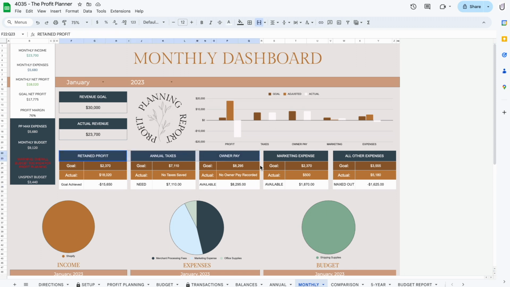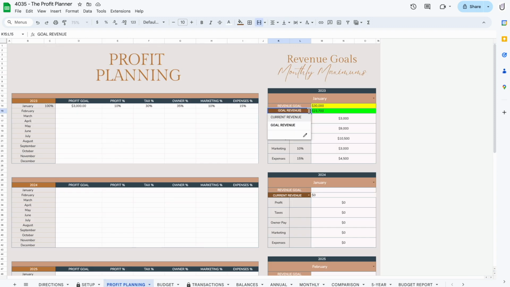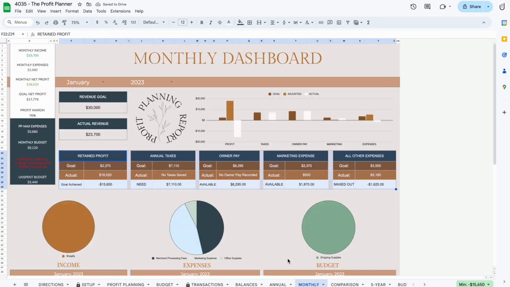Now, these values here, when you go to the profit planning tab, you have the two options of your current revenue to base your values off of, or your goal revenue, which is this number up here. When you're looking at the annual and monthly tabs and you see these goals versus actuals, the goals are going to be based off of your actual revenue. Okay, so how much money you've actually earned.